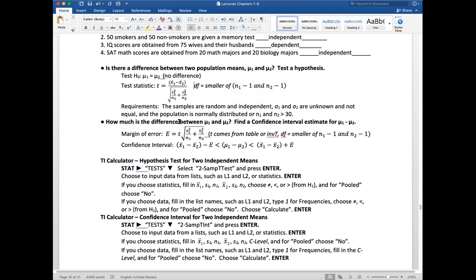And then, how much is the difference between mu sub 1 and mu sub 2? That's the question. Find the confidence interval estimate for mu 1 minus mu 2.